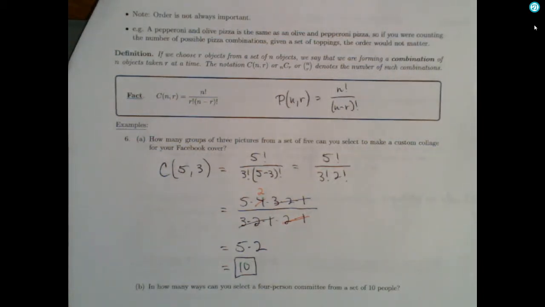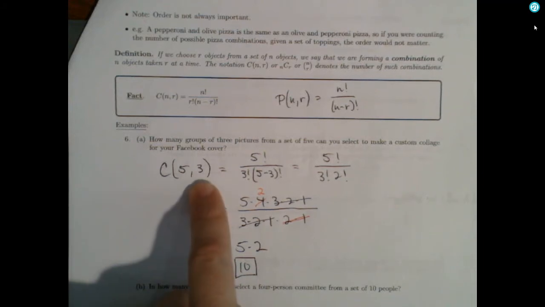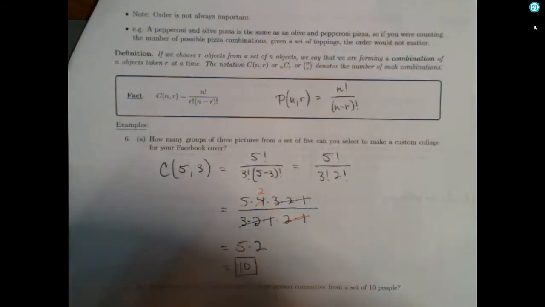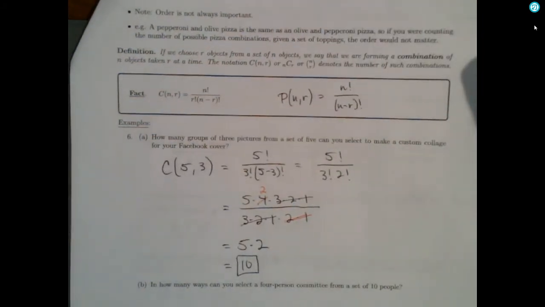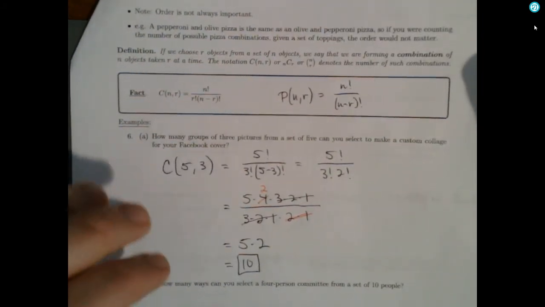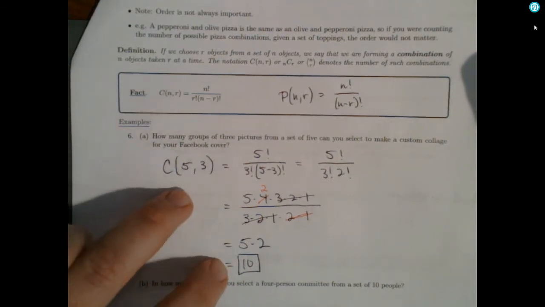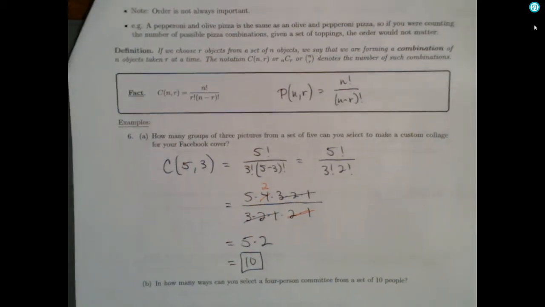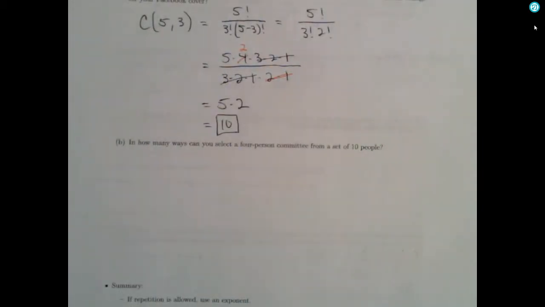So that's that. If you have 5 pictures and you want to just choose 3 of them, and the order doesn't matter, then there are 10 ways you can do it. Okay? And it might be nice for you to actually sit down and fiddle around with this and figure out what the 10 different combinations are so that you can kind of convince yourself of this. But anyway, here's another question. In how many ways can you select a 4-person committee from a set of 10 people?